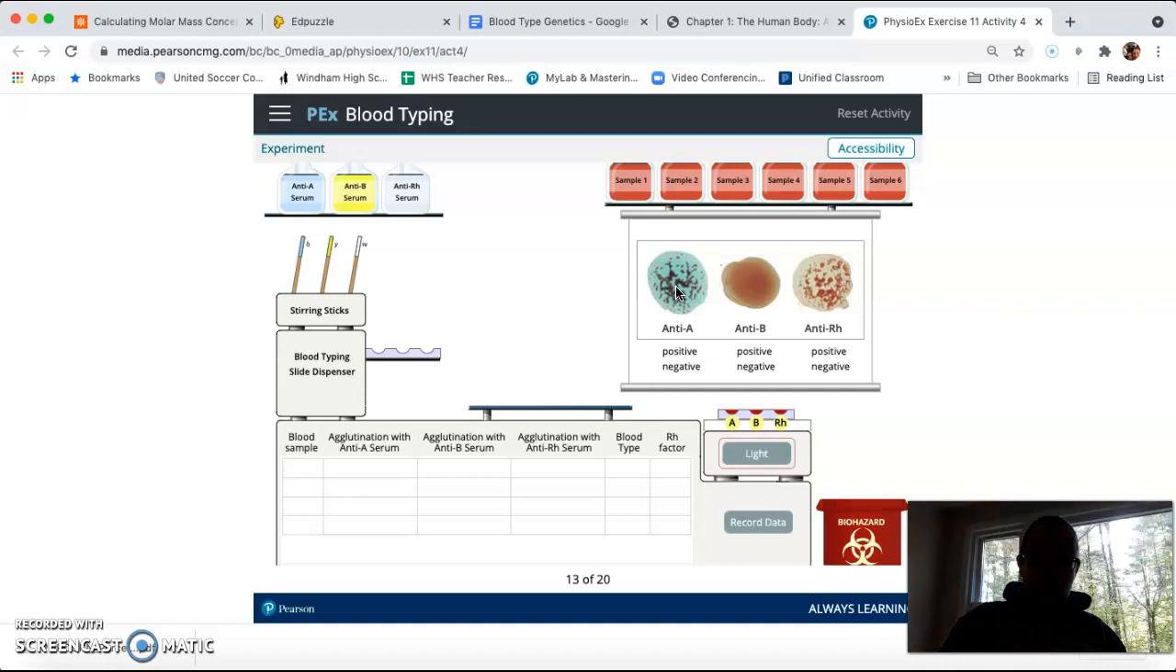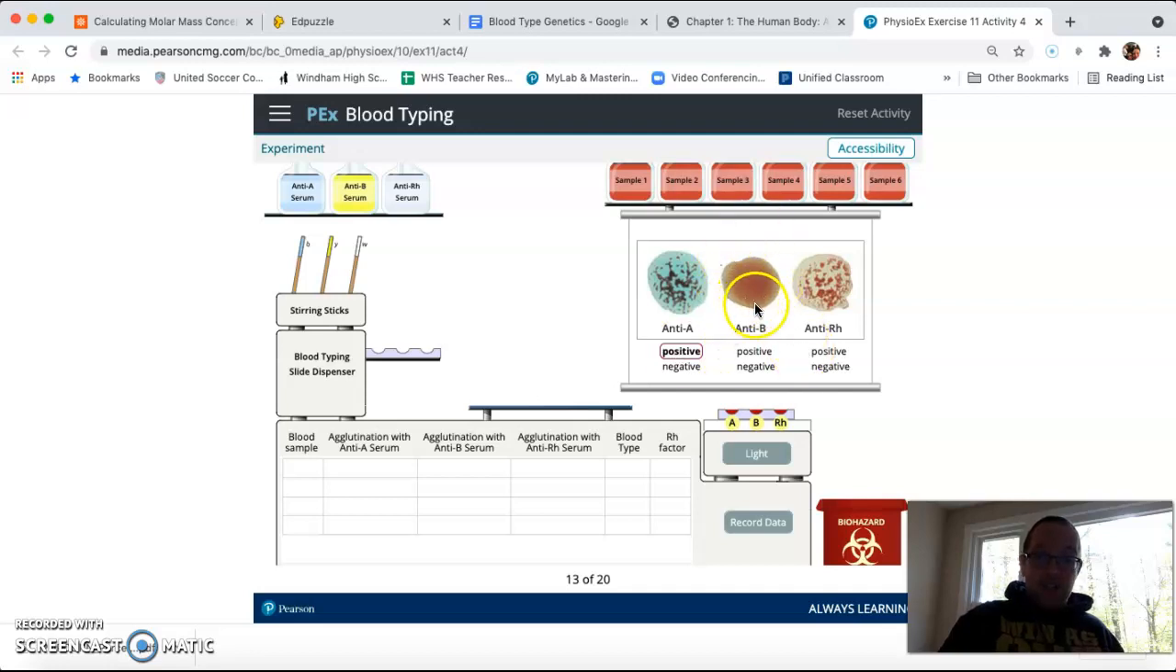hospitals and medical facilities know the type of blood that you have, as well as the type of blood that is being donated. So this is a positive reaction for the A antigen. So this blood does contain the A antigen.